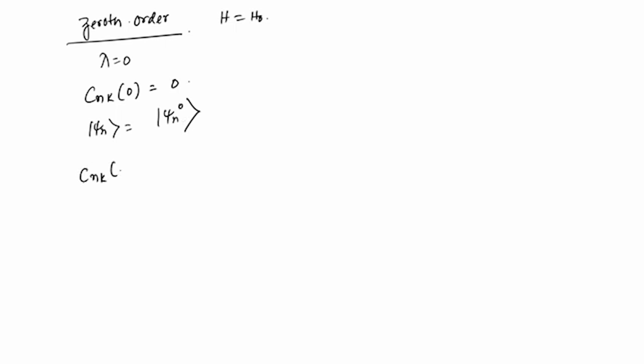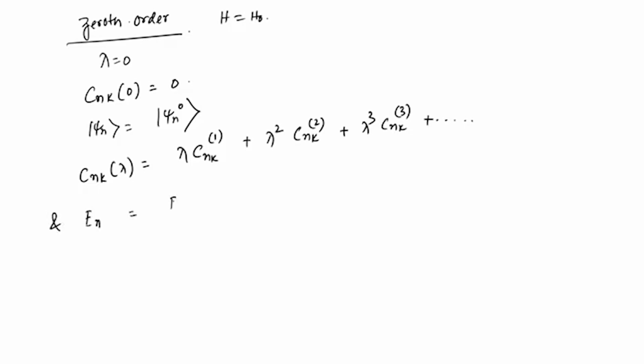Now, C n k of lambda has a solution which is lambda C n k 1 plus lambda square C n k 2 plus lambda cube C n k 3 and so on. Okay. And the energy will have a form which is E n 0 plus lambda E n 1 plus lambda square E n 2 plus lambda cube E n 3 and so on. Okay. This is of course known.